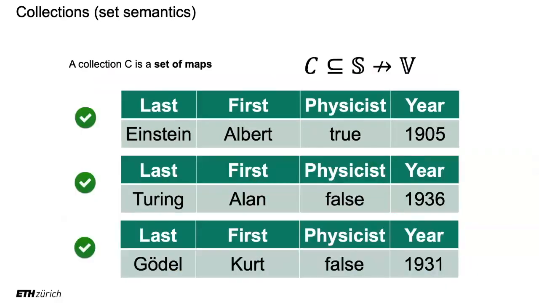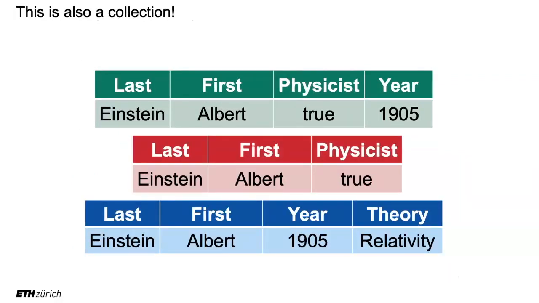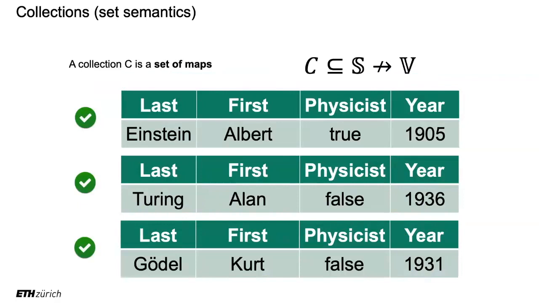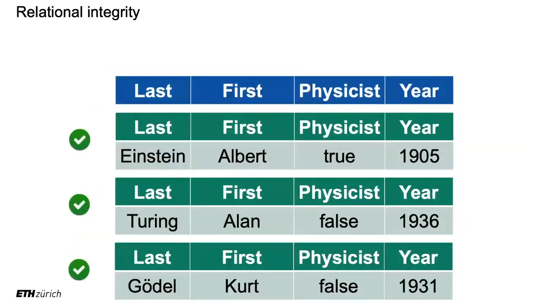Now, if I define my collection as a set of maps in this way, this is also a collection, because I didn't require anything about the maps, right? I'm just saying these are maps. So the first map has maps for strings. The second map is mapping 3 of them, last, first, and physics, to values. And the third map in blue is mapping last, first, year, and theory. So technically, if you just say it's a set of maps, you can have a mess, right? So we need additional constraints.